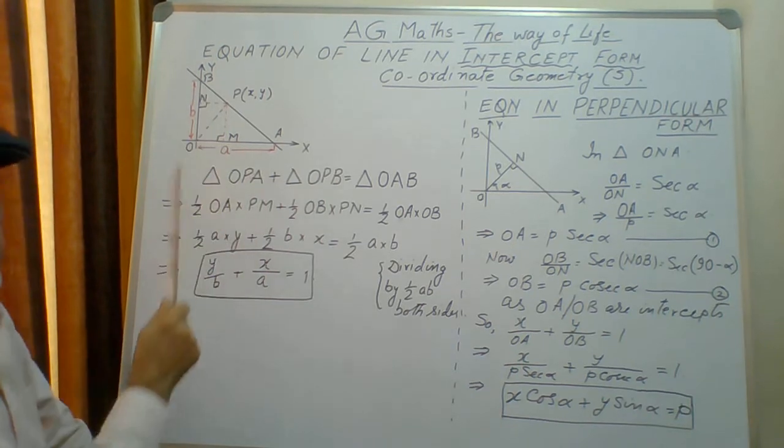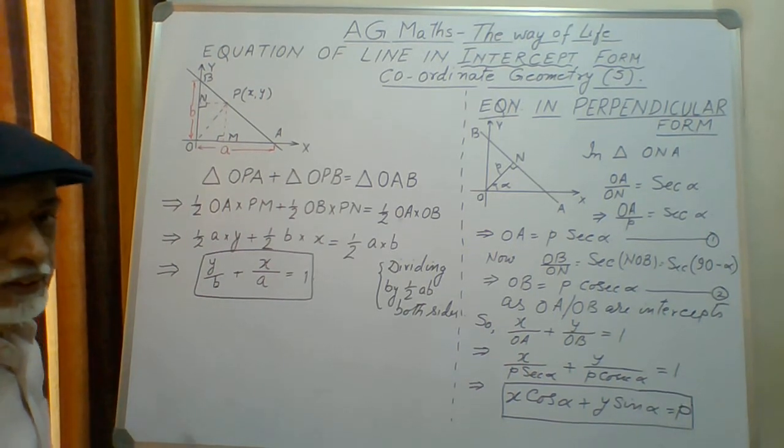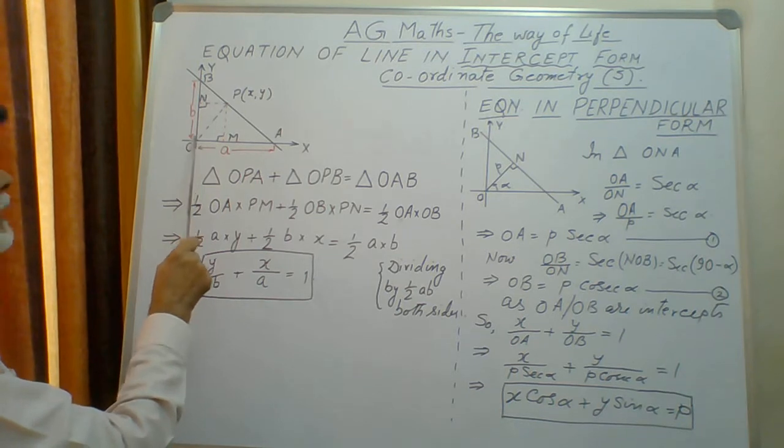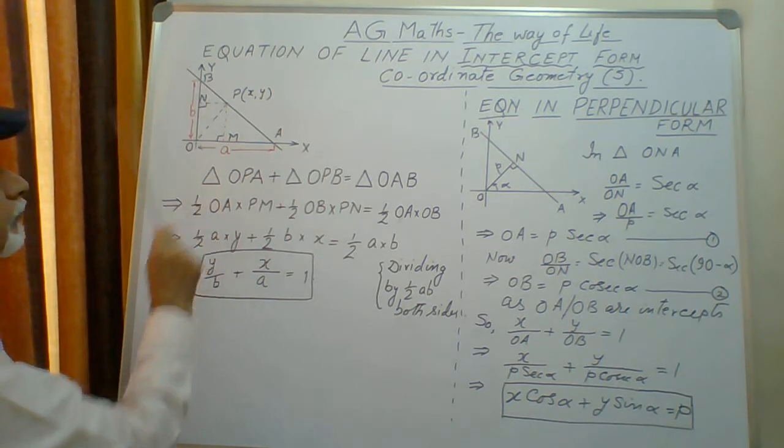Similarly, we write the area of triangle OPB. What is the area of triangle OPB? Again, half of the base into the perpendicular distance.